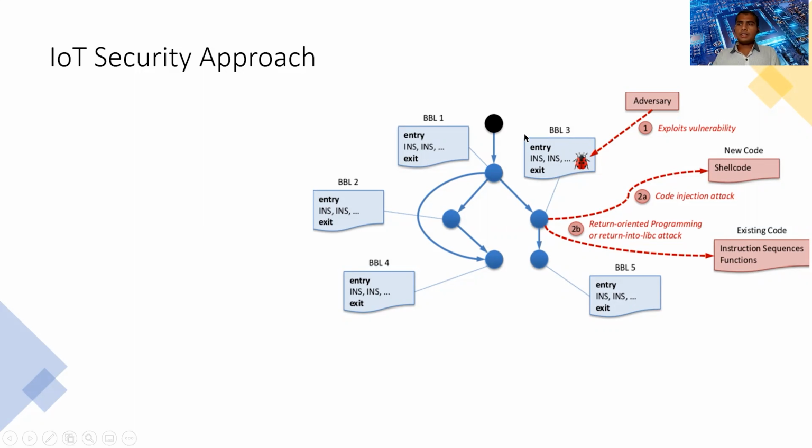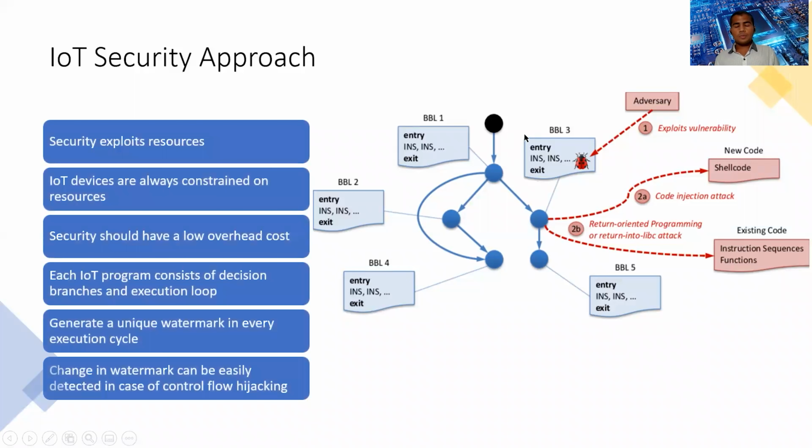So conventionally, security comes at a cost of exploiting processing power and memory. And as we all know, IoT devices are always constrained on resources. Therefore, we need to create an efficient framework that has a low overhead cost. Each IoT program consists of decision branches and an execution loop. So what we can do is utilize these decision branches to generate a unique watermark in every execution cycle.